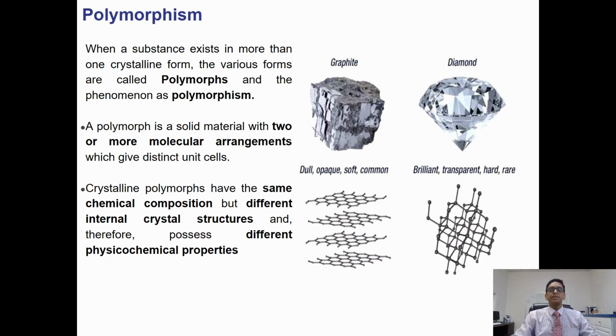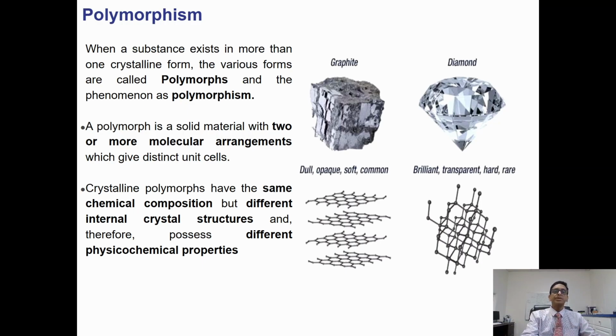Polymorphism: when a substance exists in more than one crystalline form, the various forms are called polymorphs, and the phenomenon is called polymorphism. Polymorphs are solid materials with two or more molecular arrangements which give a distinct unit cell. Crystalline polymorphs have the same chemical composition but different internal crystal structure. Therefore, they possess different physicochemical properties.